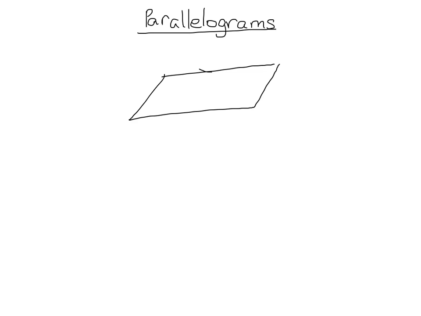So if we have that going in that direction, that is also going in that direction, they're parallel, and this line here is parallel to this line. So that is all that has to happen initially to define a parallelogram. But from that, there's some properties that follow, and I'm going to go through 4 of them in this video.